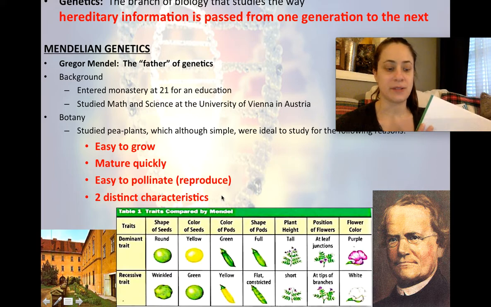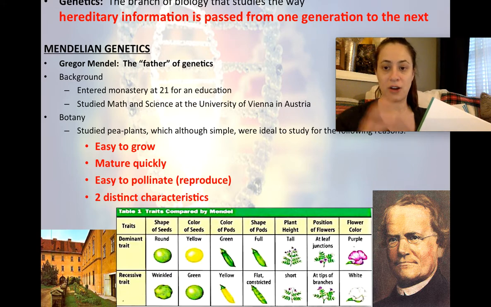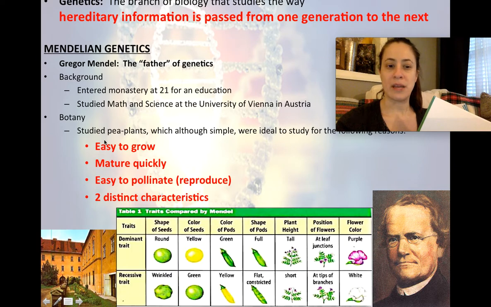So there are certain models in biology that present themselves as ideal models to study because it is easy to get a large body of quantitative data from which to draw conclusions. So in humans, we don't grow and mature quickly. It would not be easy to control reproduction. We have a wide variety of characteristics. Our skin color is not just dark or light. We don't just have one or two shades of hair colors, but pea plants are easier to study.